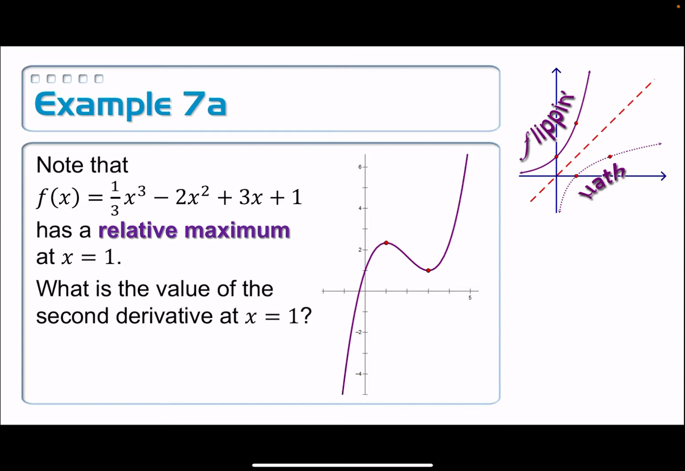So we're going to start by looking at this very simple example. Note that for f of x, a cubic polynomial, it has a relative maximum at x equal to 1. Yeah, we can see we have a relative maximum at 1. We have a relative minimum at, looks like at 3. It's asking us what is the value of the second derivative at x equals 1.